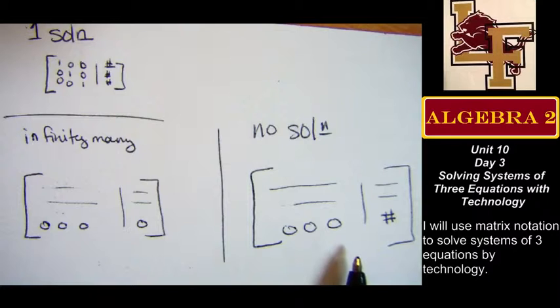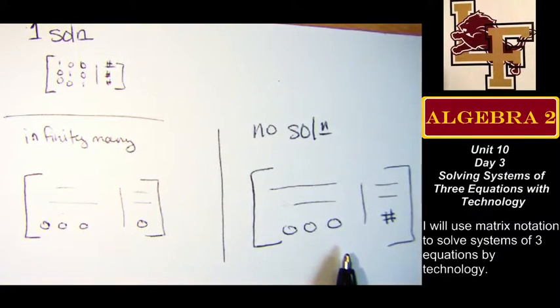On this matrix with no solution, you're going to have, again, something that doesn't look like the identity matrix. One of the rows, I don't know where, okay?